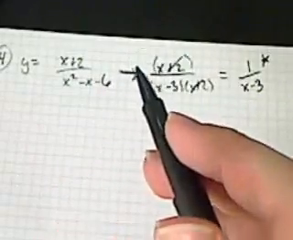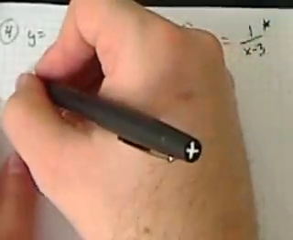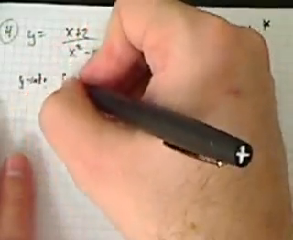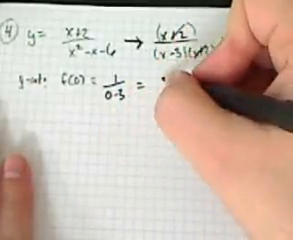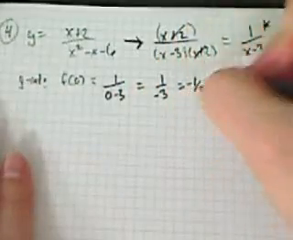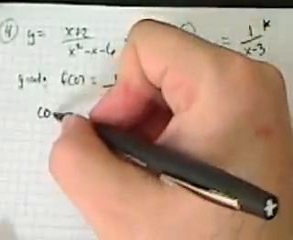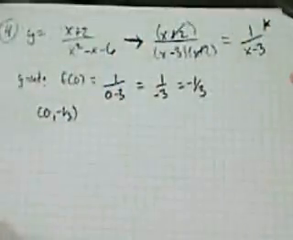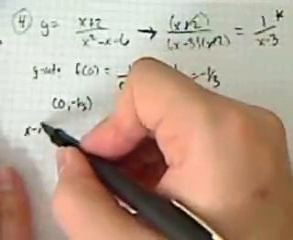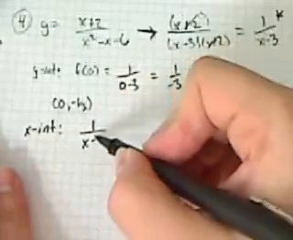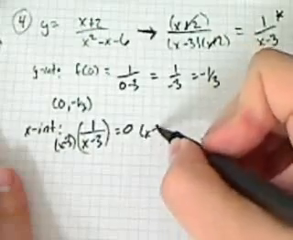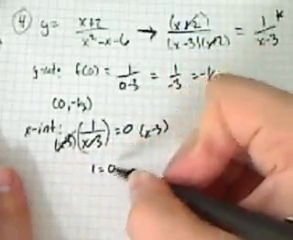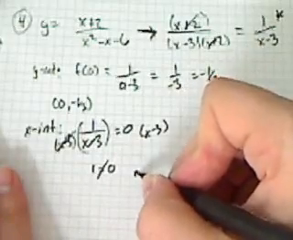So first things first, we're going to find our y-intercept, if it exists. So f of 0 would be 1 divided by 0 minus 3, which is 1 over negative 3, or negative 1/3. So my y-intercept is (0, negative 1/3). Next item, my x-intercept: 1 over x minus 3 equals 0. We can kind of see where this is going at this point. We have 1 equals 0, which is definitely not true. Since it's not true, there's no x-intercept.